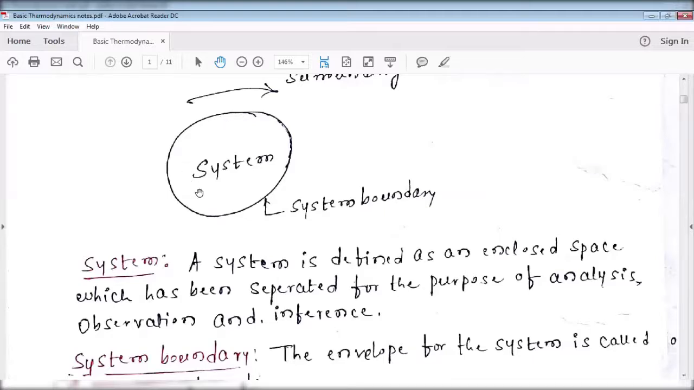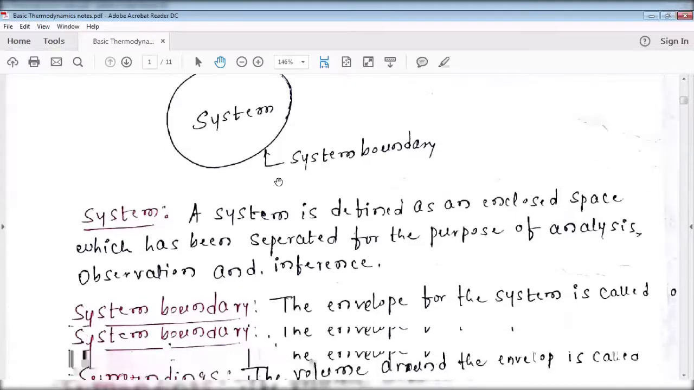If you consider your classroom as a system, four walls are there. Those four walls are the system boundary. If you consider your IC engine, whatever space is inside the cylinder is the system, and the cover, that is the cylinder outer surface, is called the system boundary. I hope it's clear to you.